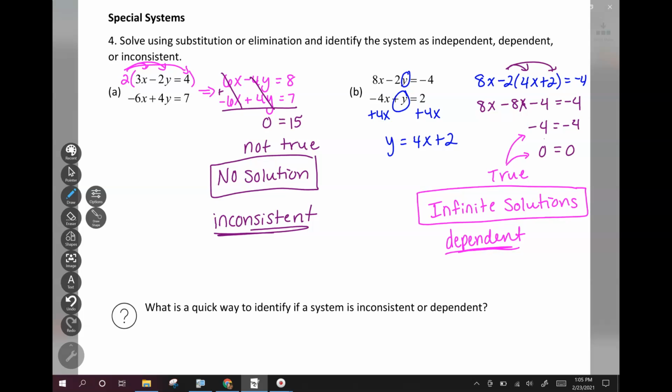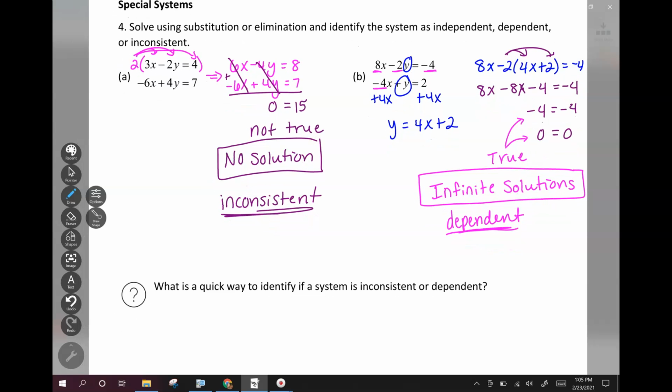If you notice that one equation is just a multiple of the other, so looking at B, 8 is just -4 times -2. -2 is just 1 times -2. -4 is 2 times -2. So you can get that whole first equation just by multiplying the second equation by -2. So if you notice that one equation is a multiple of the other all the way across, that's going to be dependent. That's going to be the exact same line, right?